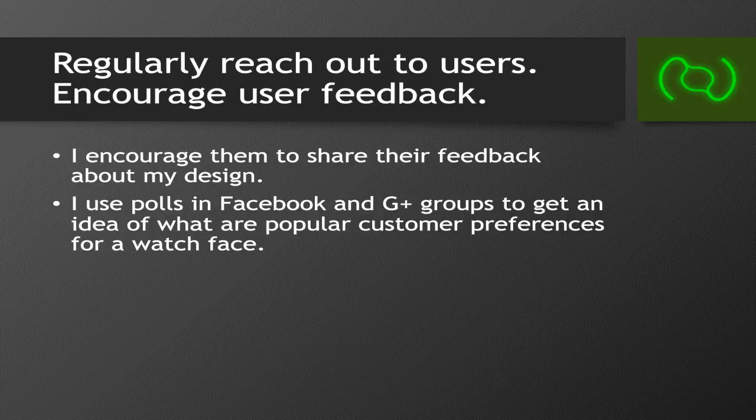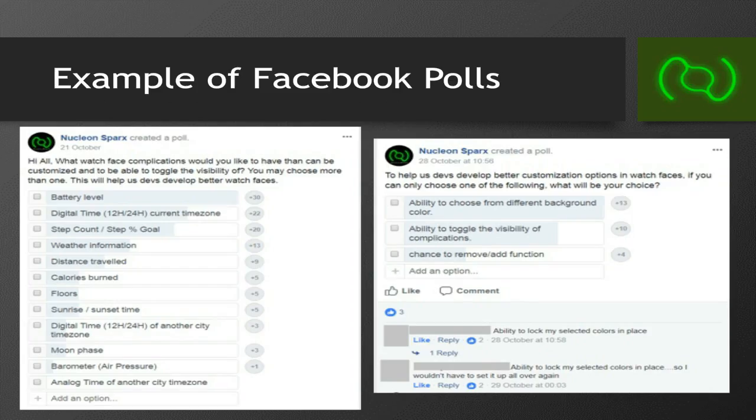So here are some examples of polls I posted in Facebook. The one on the left, I tried to find out what are the complications that a lot of people want, especially if they want to toggle a complication's visibility on and off, what would it be? So the one that came on top would be, they want to see battery level in their watch faces, then secondly, followed by the digital time, then step count, weather information, and so on.